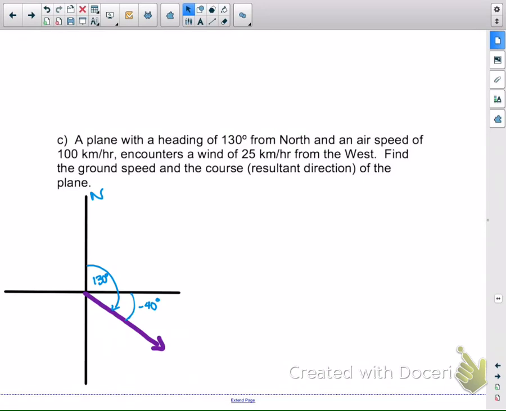Why am I going to need that negative 40 degrees? When I start typing things in my calculator, does my calculator talk from north? No. My calculator talks from the x-axis still. Okay, so you're still going to need those angles in there. Now, this one encounters a wind. Here's the deal for these that you have to read carefully. From the west. When it's from the west, what direction is it going? East. All right? So, when you draw this, you draw your vector going directly east. There's your wind.